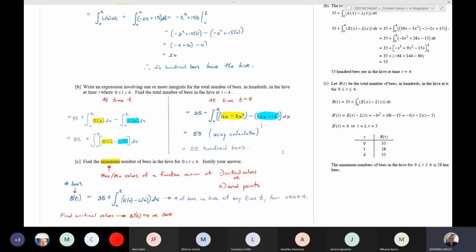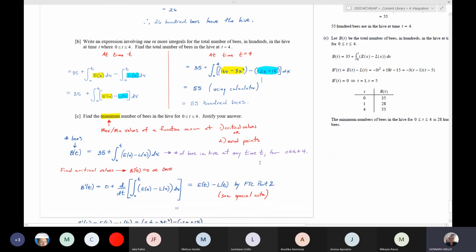So when you hear absolute min or absolute max, you should be having flashbacks to before Christmas. We spent time talking about that and how we do that. And so I've just written there in red for you how to find the maximum or minimum value of a function.